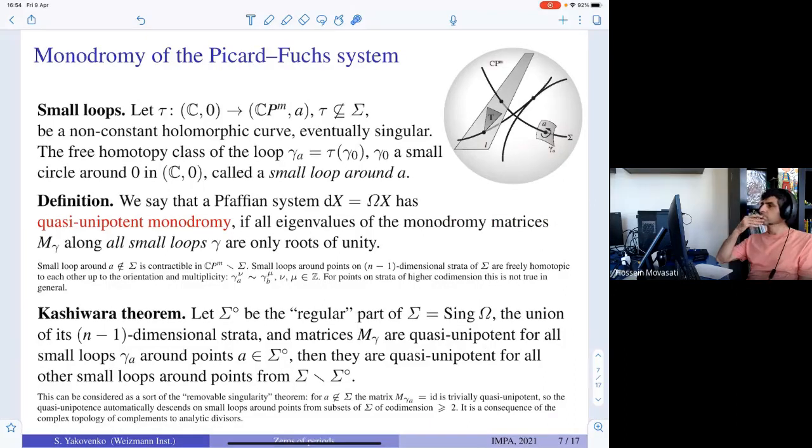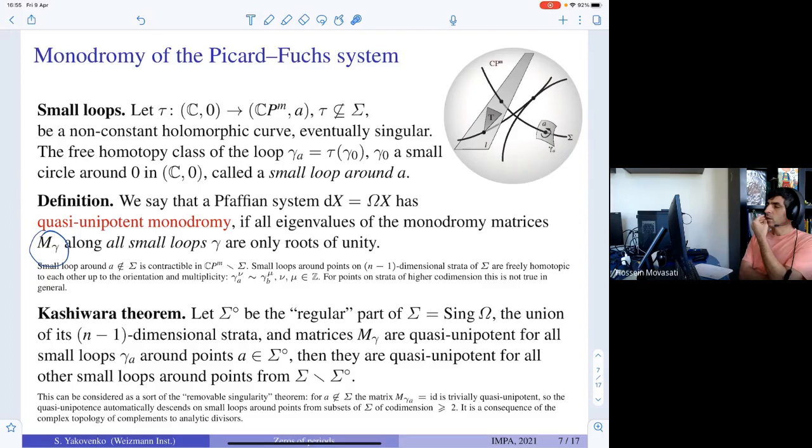Now, as I told you, the monodromy of the Picard-Fuchs system is determined by the topology of the bundle of smooth algebraic curves over the projective space. And for any small curve around this singular locus, we can associate the monodromy matrix, which I already said was M gamma.